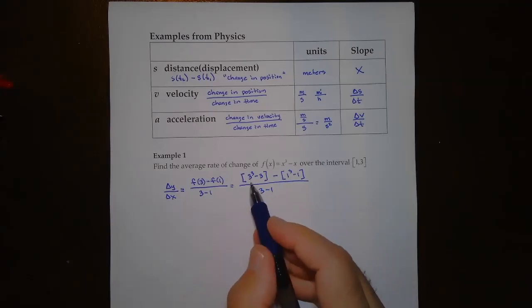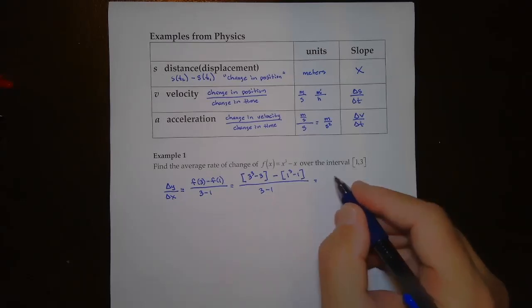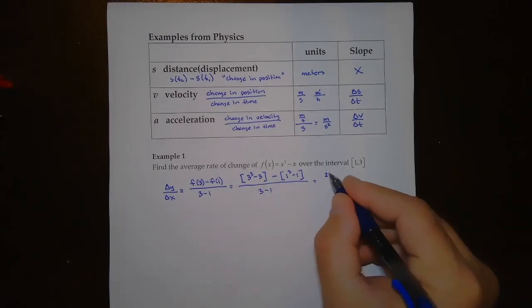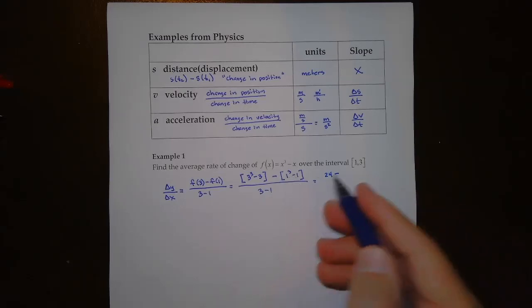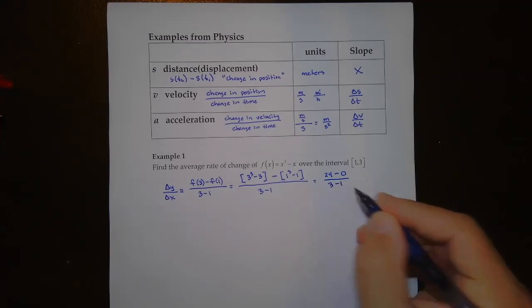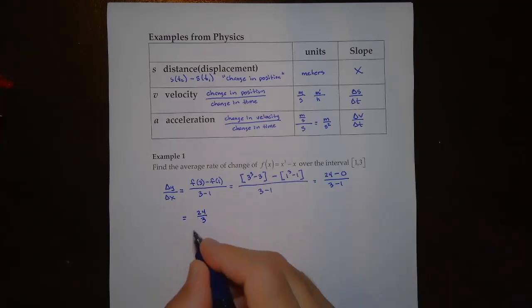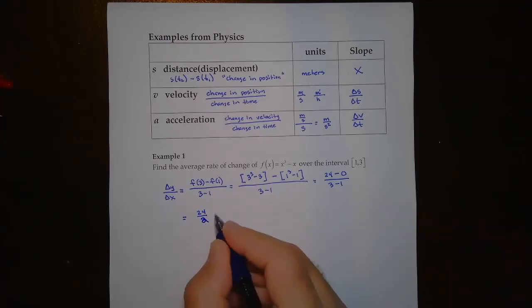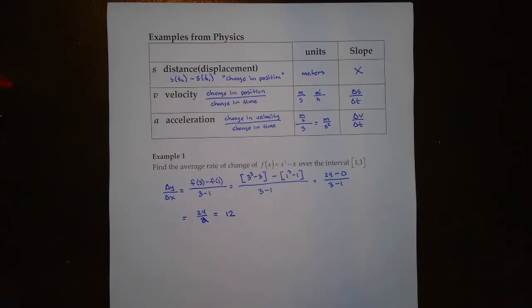So then 3 cubed, now we can do the math. Okay, so 3 cubed is 27, and then 27 minus the 3 would give you the 24, minus, and this would be 1 cubed, which is 1, minus 1, so that'd be 0, over, and then 3 minus 1. And so this would give you 24 over 2, which would give you a slope of 12. So the average rate of change for this function between 1 and 3 is 12.